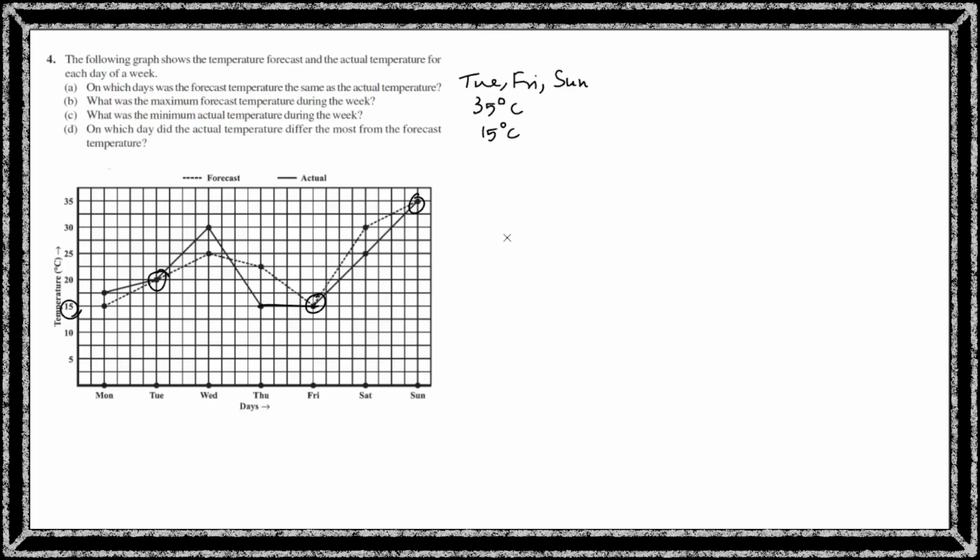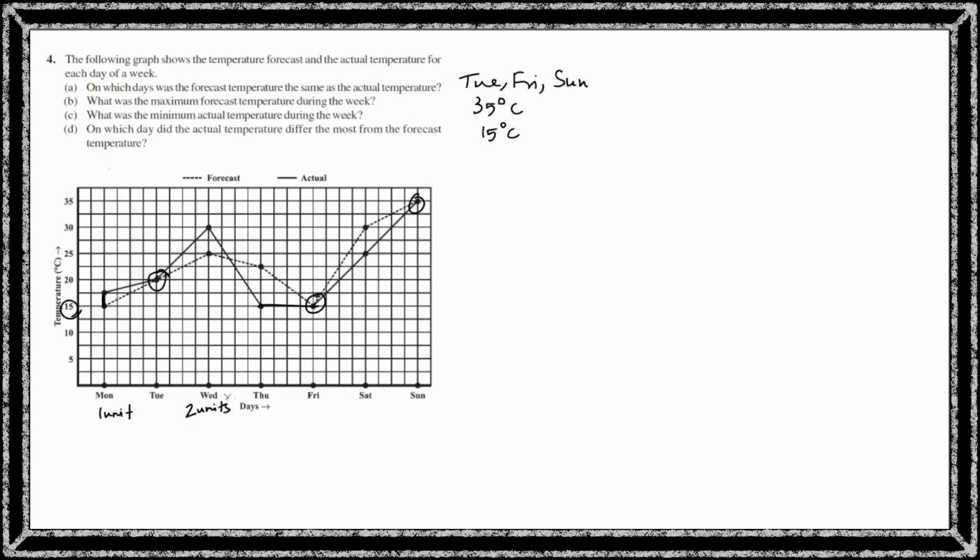Next, on which day did the actual temperature differ most from the forecast? So you have to look at the gap. So you can see that for Monday, the gap is only 1 unit over here, right? And you can see on Tuesday there's no gap, and on Wednesday there is a gap of 2 units, right?